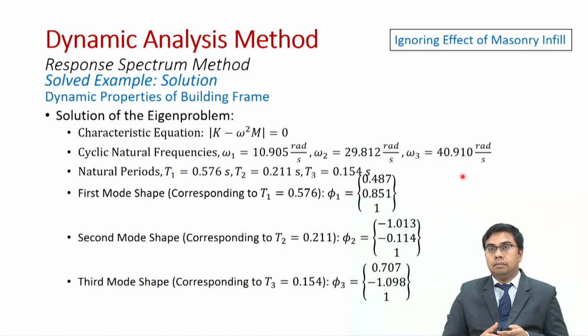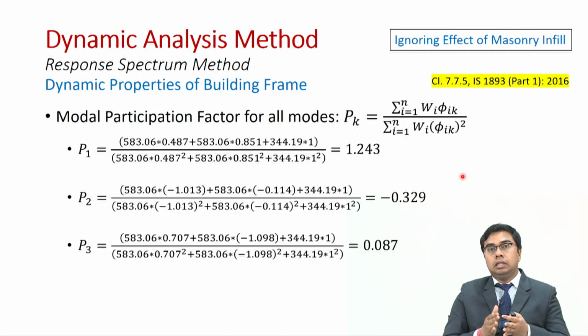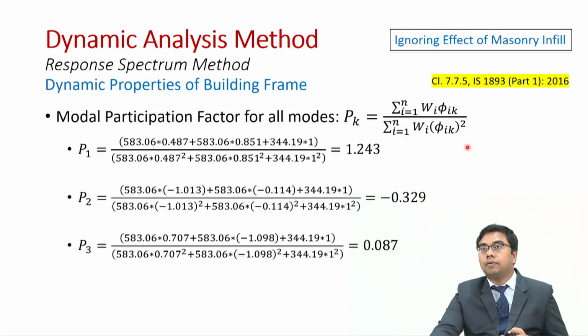Now, once we have the eigenvalue problem solved, that is, we know the eigenvalue, that is the value of omega square, or instead we have taken it to the natural period, and you have the modes of oscillation known to you, which are your eigenvectors. We shall also calculate the other two dynamic properties of the building, which are modal participation factor and modal mass. The expressions for modal participation factor and modal mass are given in the code IS 1893 part 1 2016 at relevant clauses.